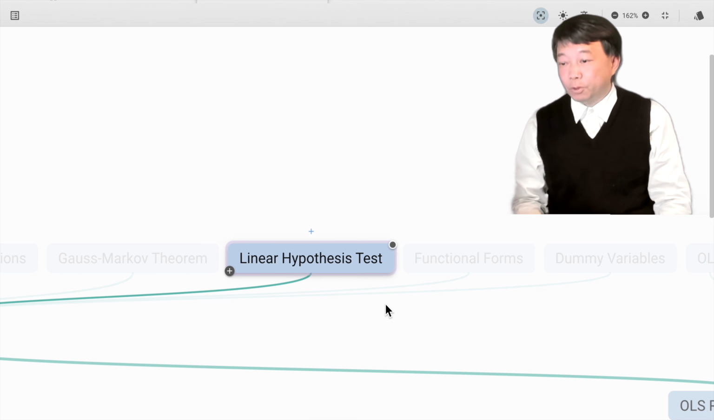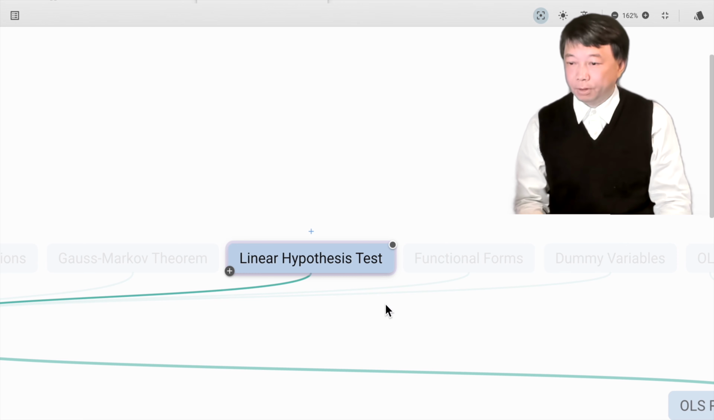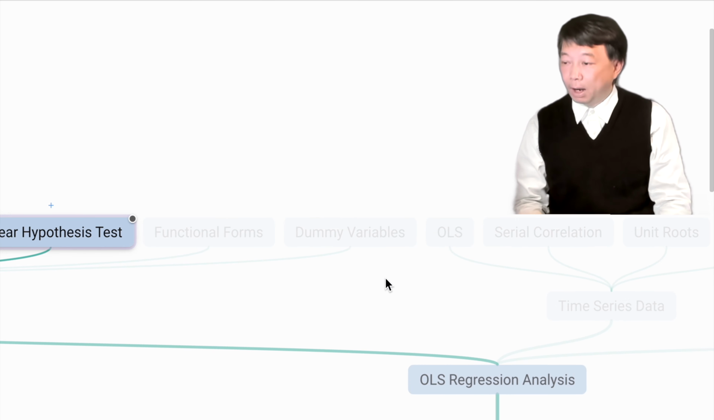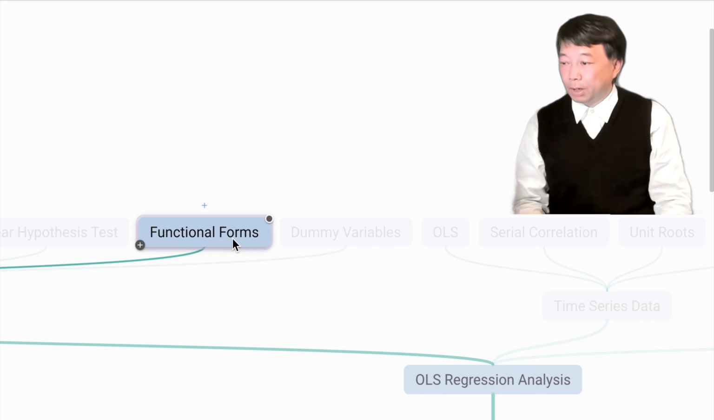Next, we will explore linear hypothesis testing for a single population parameter or a linear combination of parameters using the t-test and F-test. We will encounter basic concepts like the goodness of fit, R-squared, and p-value, alongside discussions on functional forms and dummy variables.